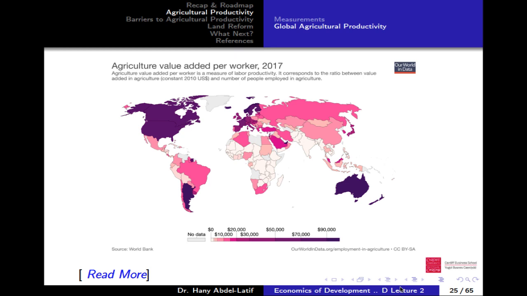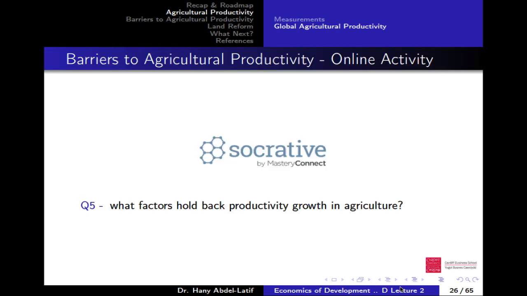Okay, so these red areas mean it's more, and these light colors mean very low labor productivity. So again, it might give you an idea about why the poor are poor. It's mainly about productivity, and increasing productivity is something essential, very important and crucial for any policy that tries to lift those people out of poverty.